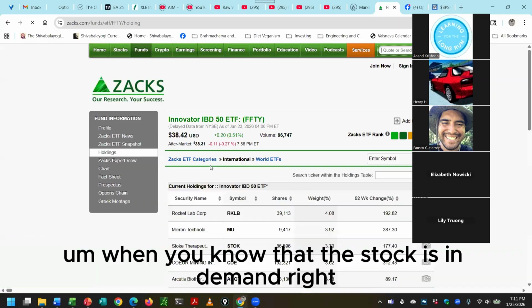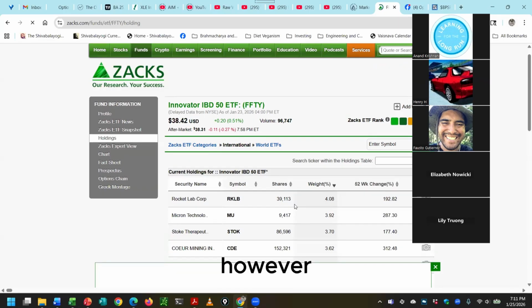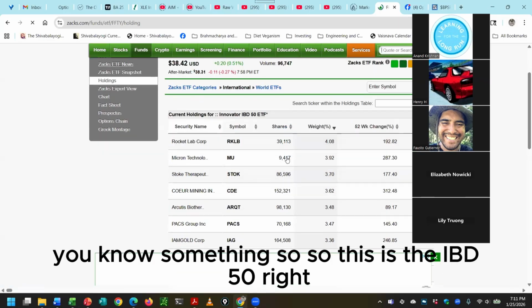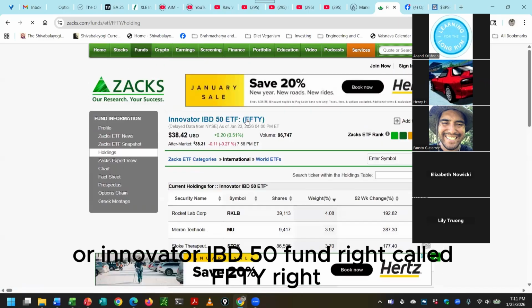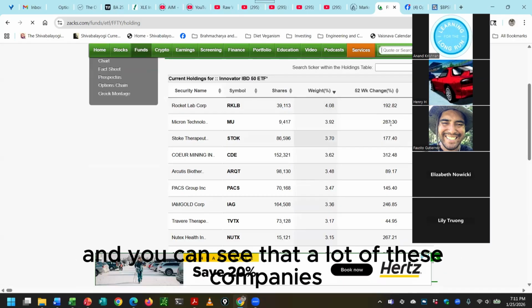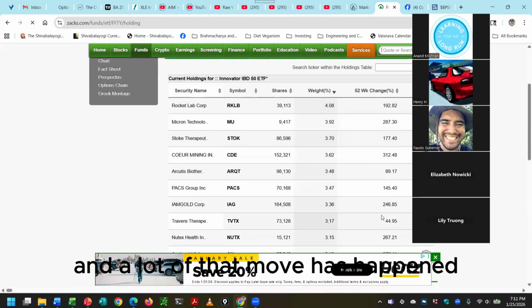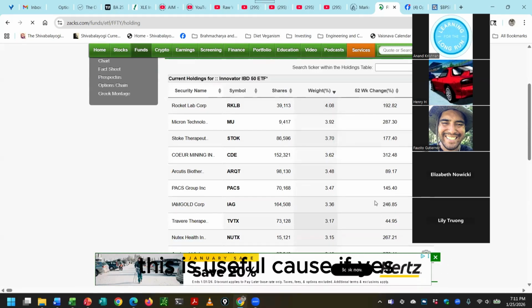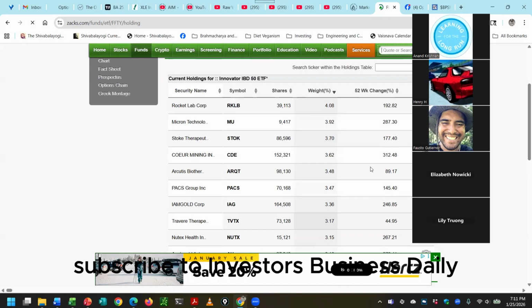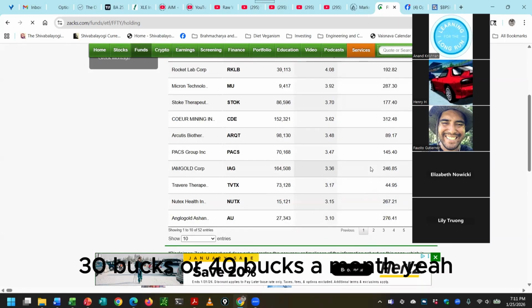Speaking of breakouts, when you know that the stock is in demand, you can wait for the trend. However, this is the IBD 50, the Innovator IBD 50 fund, called FFTY. These are the top holdings on the FFTY, and you can see that a lot of these companies have gone up quite a bit in the last year, and a lot of that move has happened. This is useful because to see this list, you normally have to subscribe to Investors Business Daily. I forgot how much they charge, 30 or 40 bucks a month.